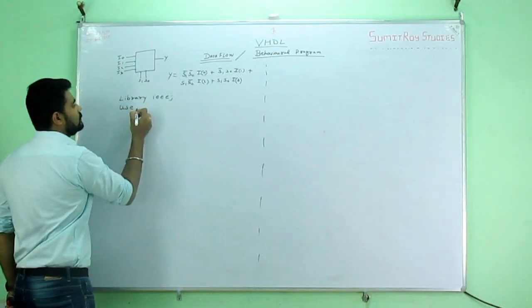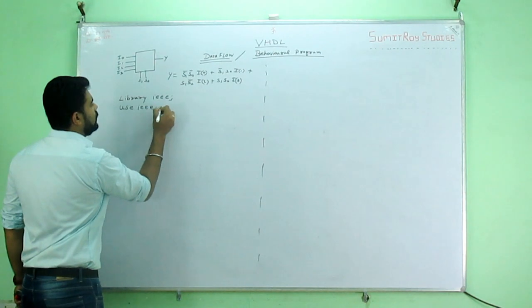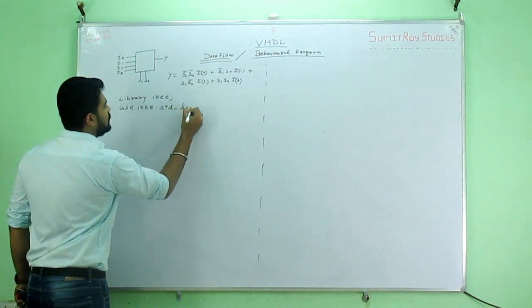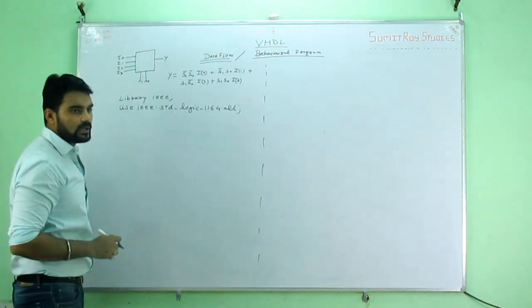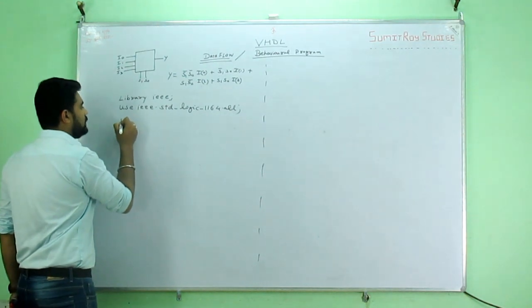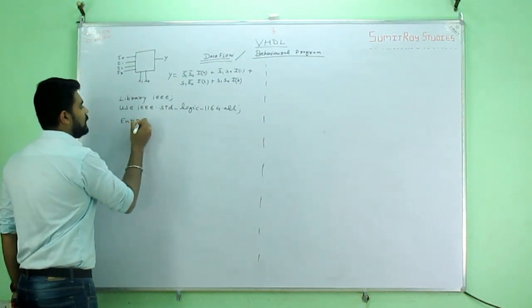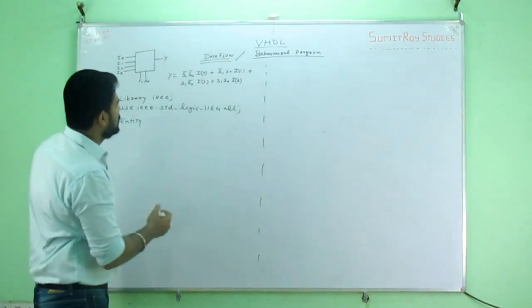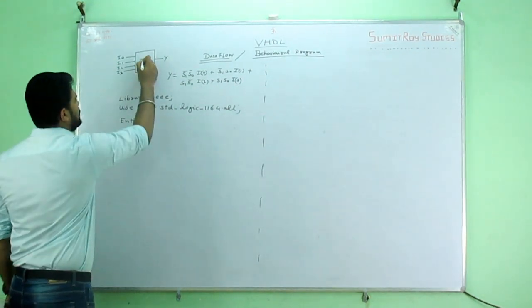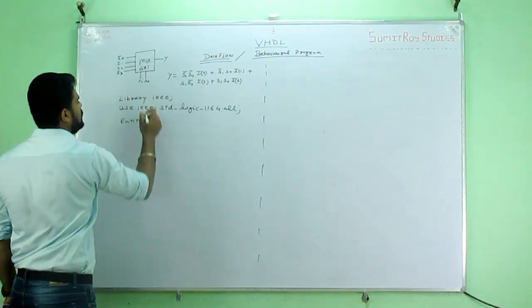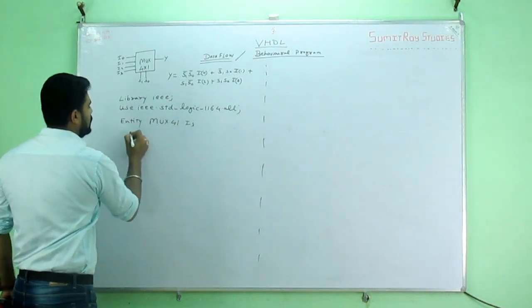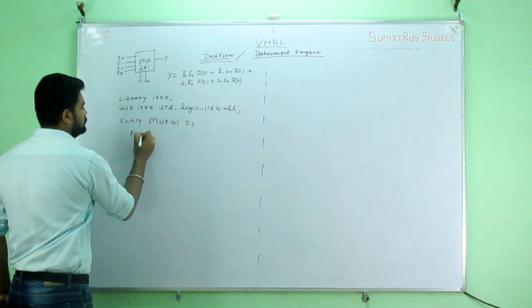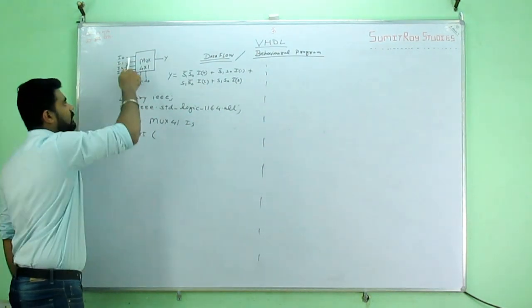Library IEEE, use IEEE.std_logic_1164.all. This is all with the library function. Then entity declaration, name it, that is, let this be a multiplexer mux 4:1. So I'll write mux 4:1 is, then port, we are having 4 inputs.